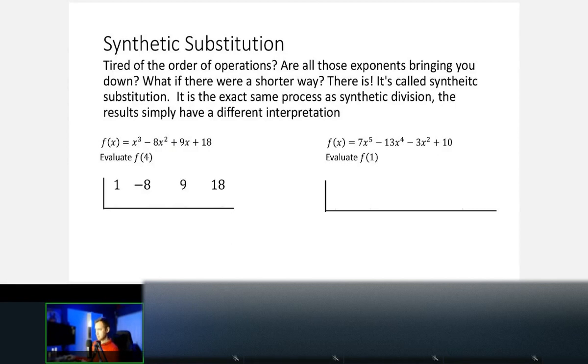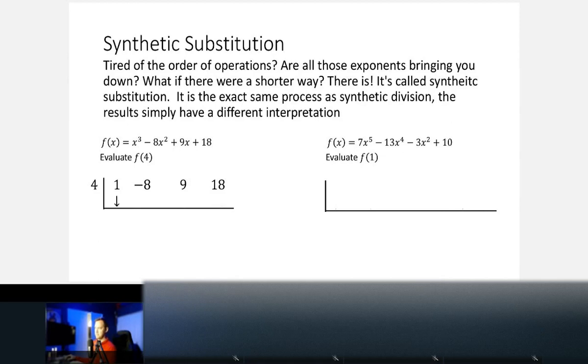We're going to have the placeholders, the 1, the -8, the 9, the 18. Whatever we're plugging in, we're going to have on the outside. So nothing's really changed here, right, from last week. And we're going to do synthetic substitution. The answer we get right here is going to be the answer as if we were to plug it in directly. And you may have made this connection Friday, but now we're actually doing it that way.